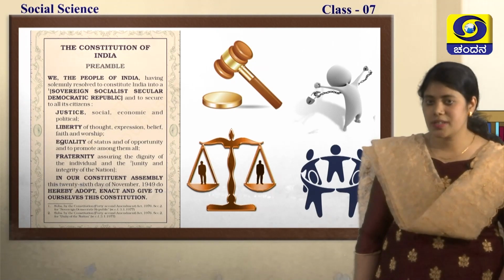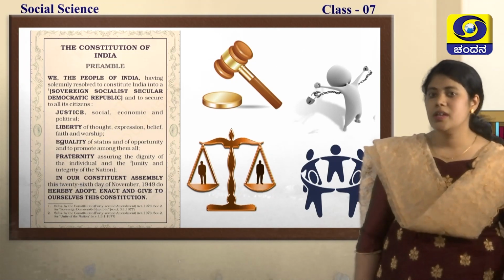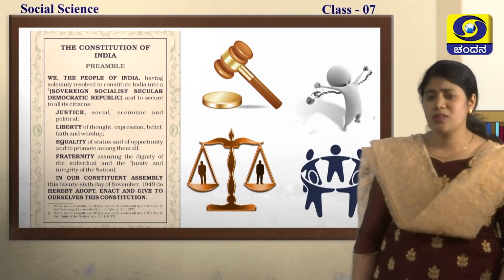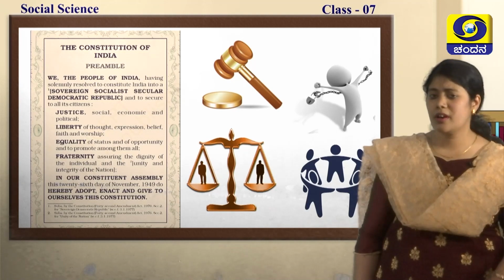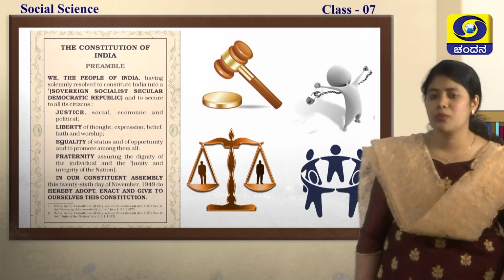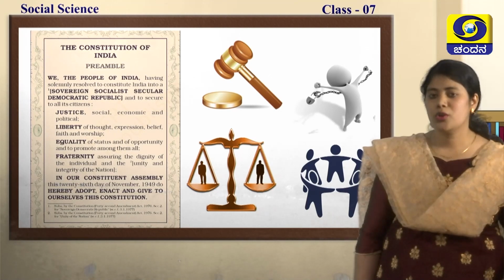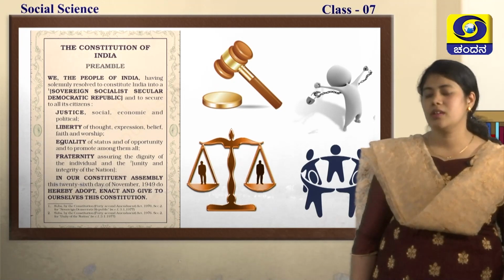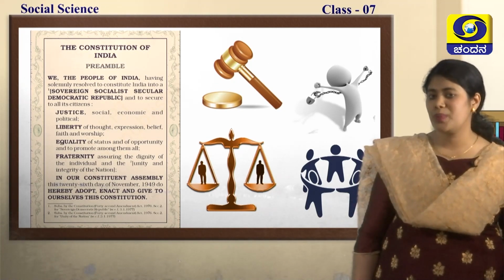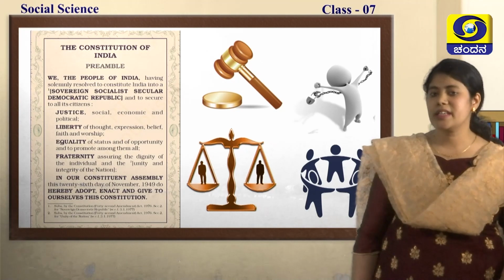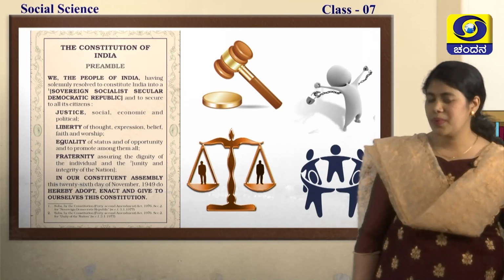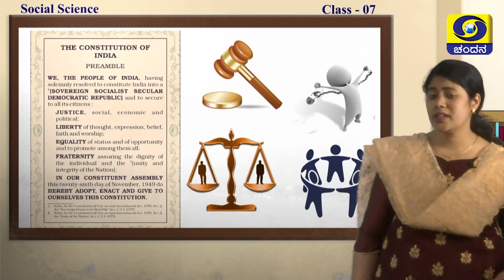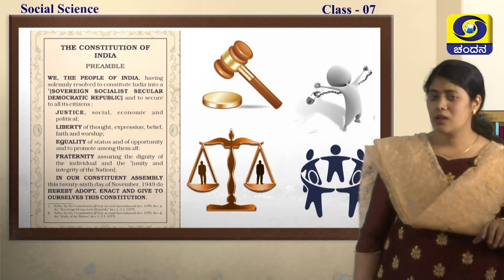Now, we have socialist, we have secular. Here, secular is what? Secular is nothing but, our country is a secular nation. Here, all religions are treated equally, okay. So, no discrimination is made on the basis of religion. Democratic, what do you mean by democratic? Democratic is nothing but the rule of people. That is, in one way I can say, by the people, for the people and of the people, okay.